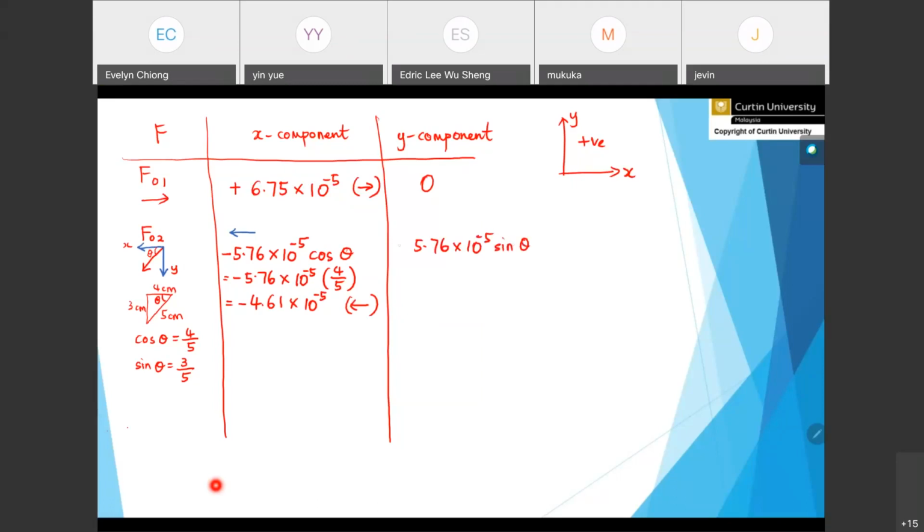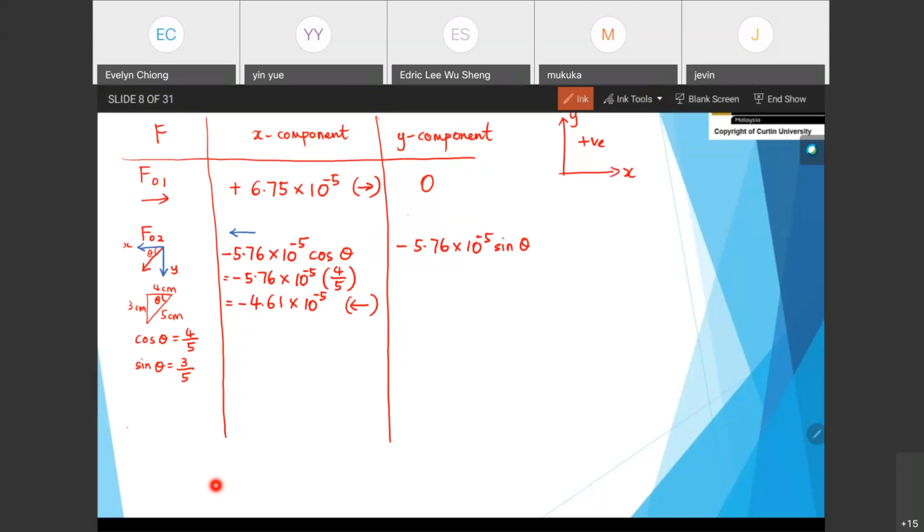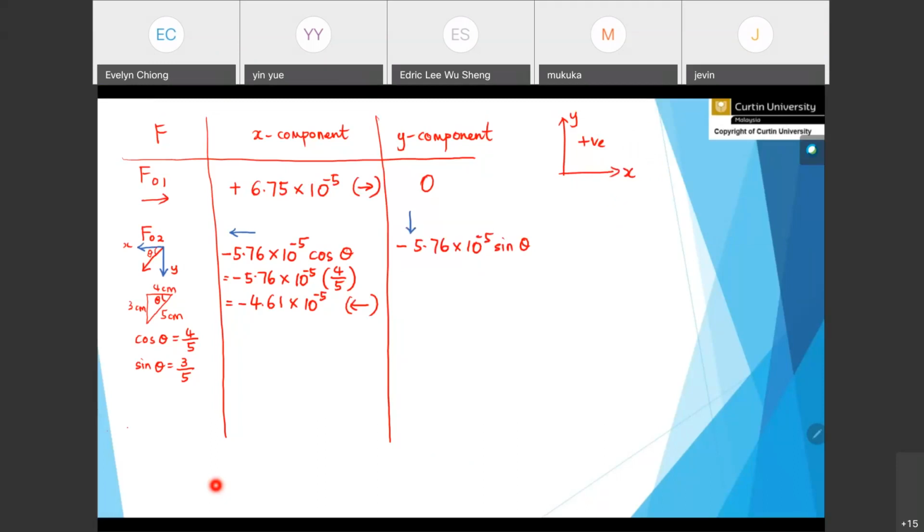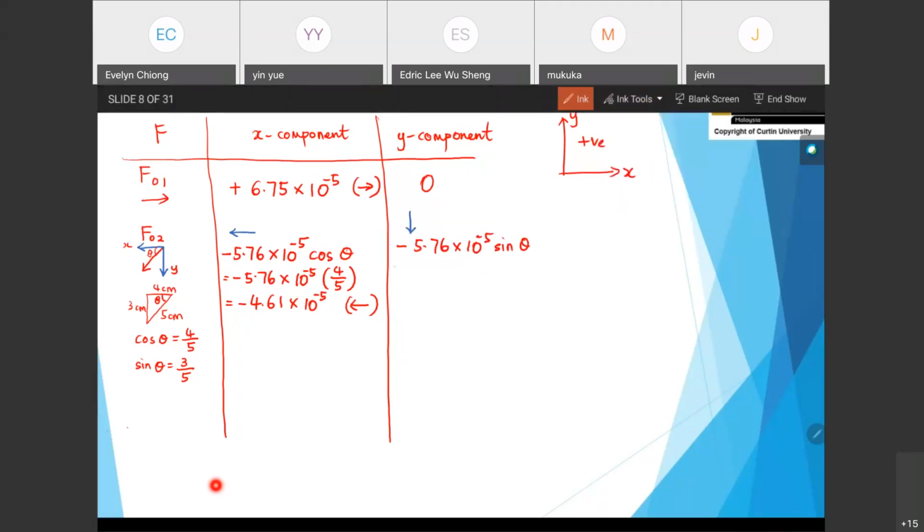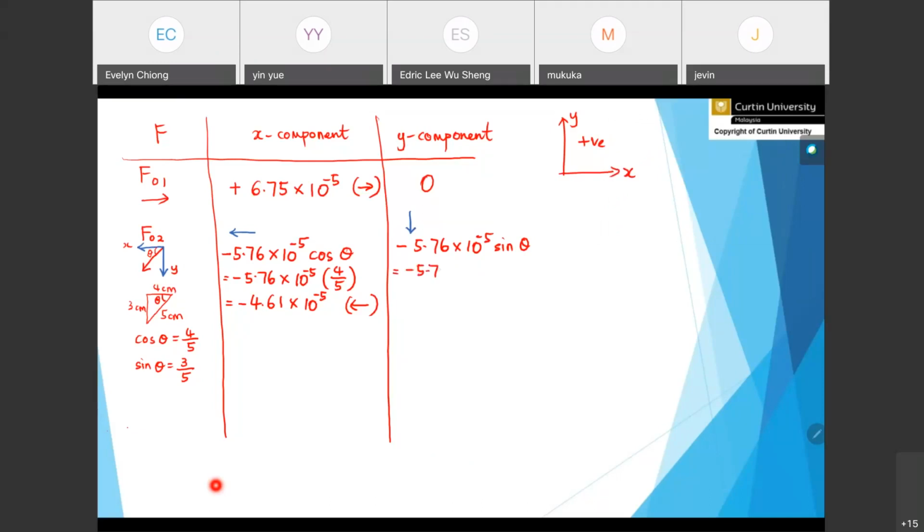So pointing down, then don't forget to put a negative in front because it is pointing downward, all right? Okay, so this one equals, sine is 3 over 5. So you will get negative 3.46 times 10 to the power of negative 5. So this one is pointing downward. Okay, you always compare it with what you have indicated here. This is your indication of direction. Which one you want to take as positive?